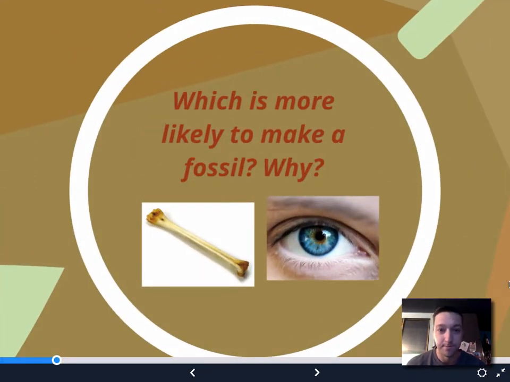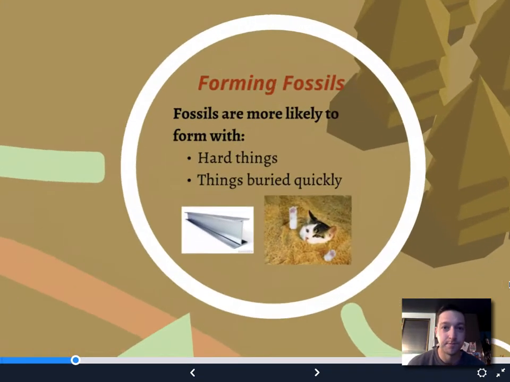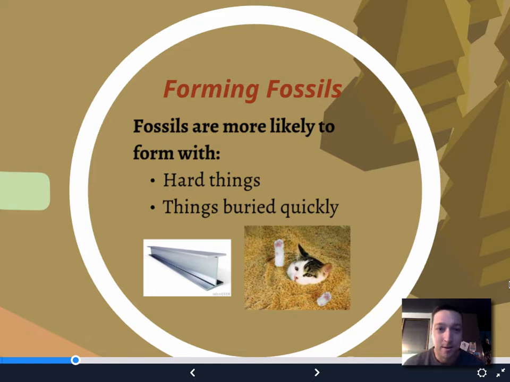So, which of these two things is more likely to make a fossil? A dinosaur bone or a dinosaur eye? Obviously, it's the bone, but why? Fossils actually form very rarely. They don't form often, but they are more likely to form with hard materials, such as bone, or when an organism is buried quickly.